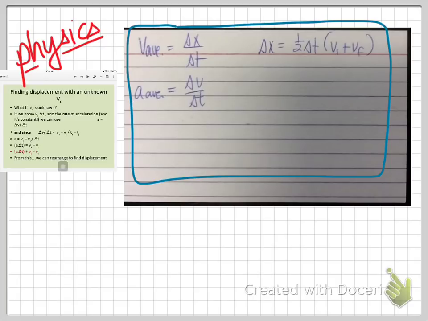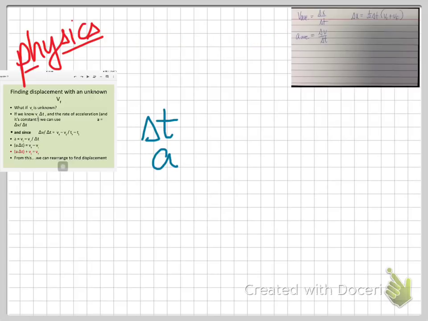Well, what if we need to find displacement, but we don't know the final velocity, and we don't have an easy way to compute it? We're going to take a couple steps to get there, but we can do this. The two things that we'll have to know are delta t and our rate of acceleration. And the rate of acceleration will have to be constant. If that's the case, we can start off with this.